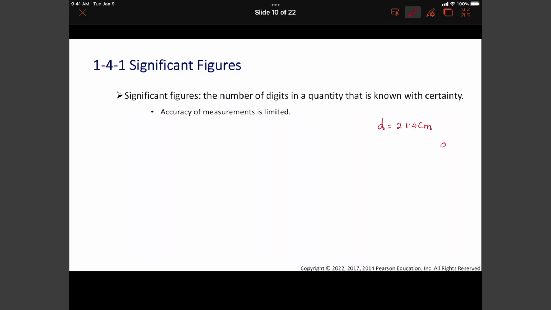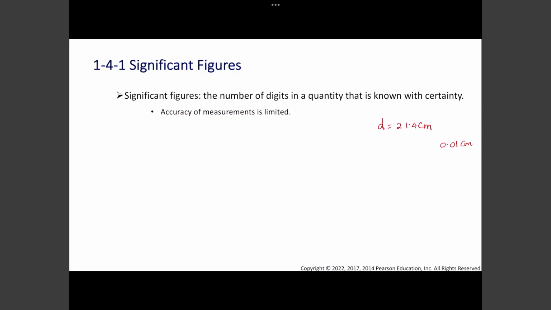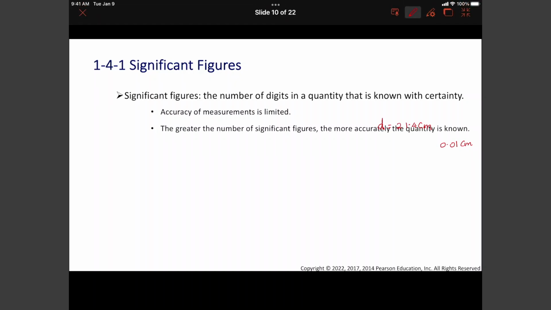It is 0.01 centimeter, and you can measure up to 2 decimal points. Therefore, that measurement is more accurate than the measurement from the ruler, because this has only 1 decimal point. Therefore, we can say that the greater the number of significant figures, the more accurately the quantity is known. There are some rules applied to significant figures.